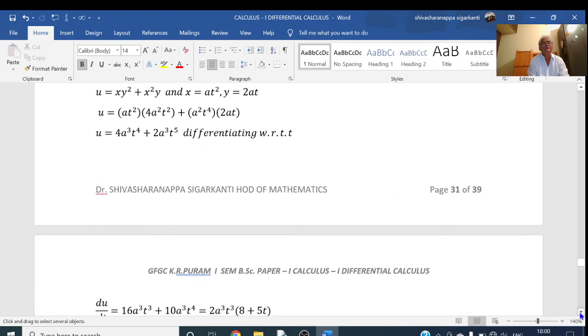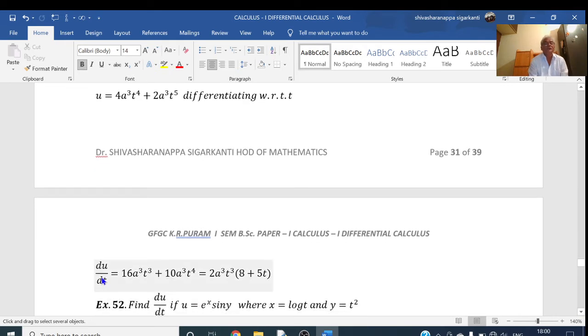So du by dt is equal to, here 4 constant as it is, a cube constant as it is, t raised to 4 derivative is 4t cube. So this becomes 16 a cube t cube plus 2a cube is a constant quantity, t raised to 5 derivative is 5 t raised to 4. That is 5 into 2 is 10 a cube t raised to 4. So taking 2a cube t cube common factor, we write 2a cube t cube into 8 plus 5t.